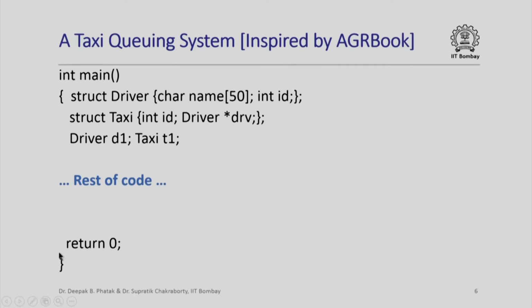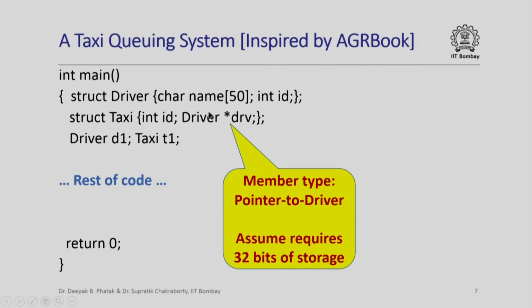Here I have shown a skeleton of the main function of the taxi queuing system program, where two structures have been defined. The structure driver has a member name, which is a character array of size 50, and it also has a member ID, which is of type integer. The structure taxi has a member ID of type integer, and it has a member DRV, which is a pointer to the structure type driver. So the type of the member here is a pointer to a driver.